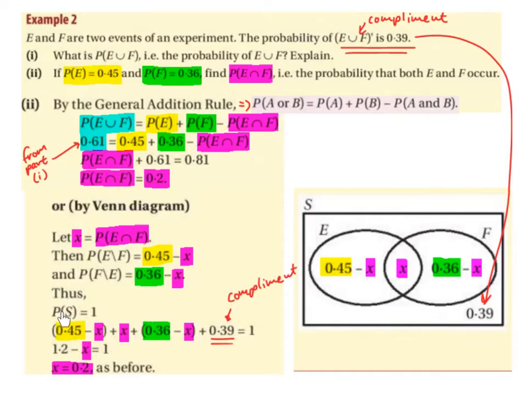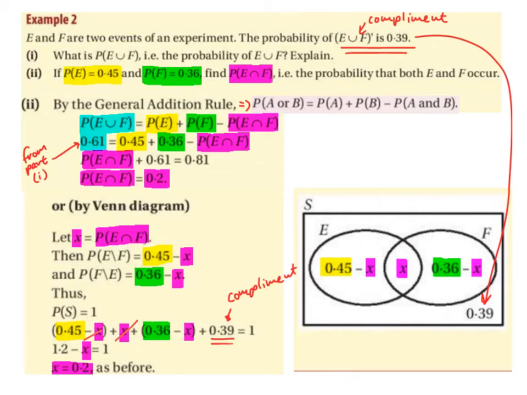Thus, the probability of the sample space is equal to 1. What's inside the rectangle, the universal set, is our sample space. So we have 0.45 minus x plus x plus 0.36 minus x plus 0.39, which is the complement, and this is all equal to 1. 0.45 plus 0.36 plus 0.39 gives us 1.2. Minus x plus x will cancel, and we'll be left with x, and that's all equal to 1.